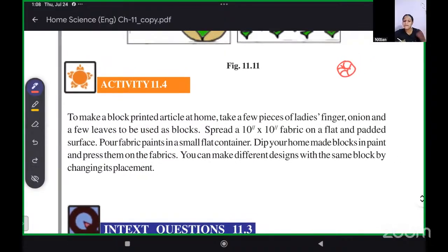Now, you have an activity. To make a block printed article at home, take a few pieces of ladyfinger, onion, and a few leaves to be used as blocks. Spread a 10 by 10 fabric on a flat and padded surface. Pour fabric paints in a small flat container like a color palette. Dip your homemade blocks in paint and press them on the fabric. You can make different designs with the same block by changing its placement. You can try this activity at home.